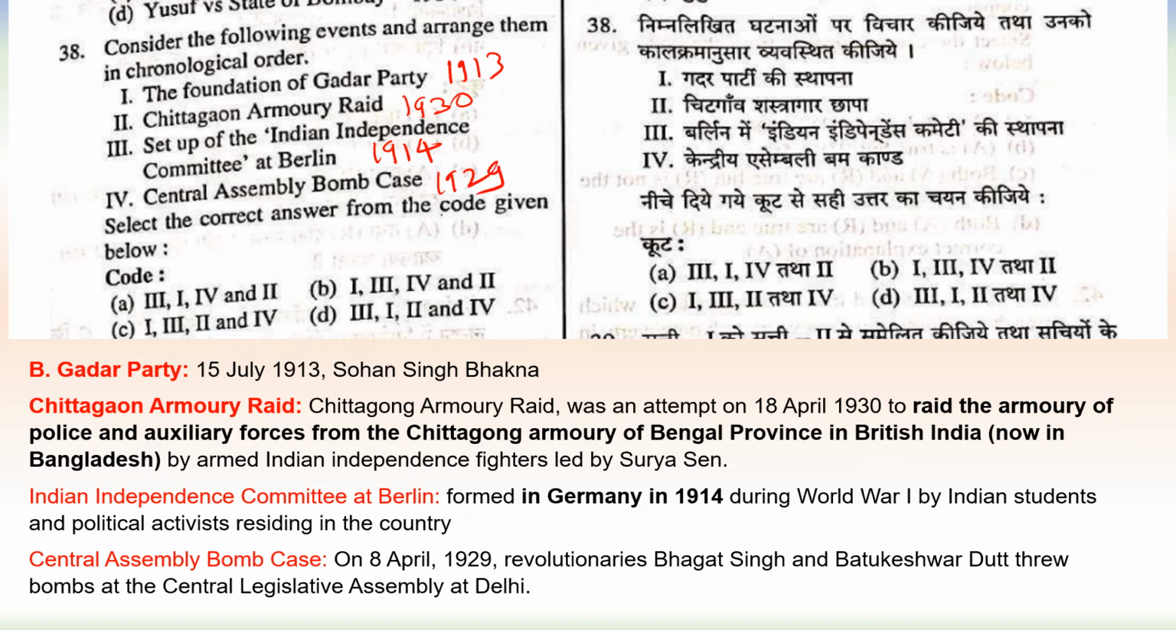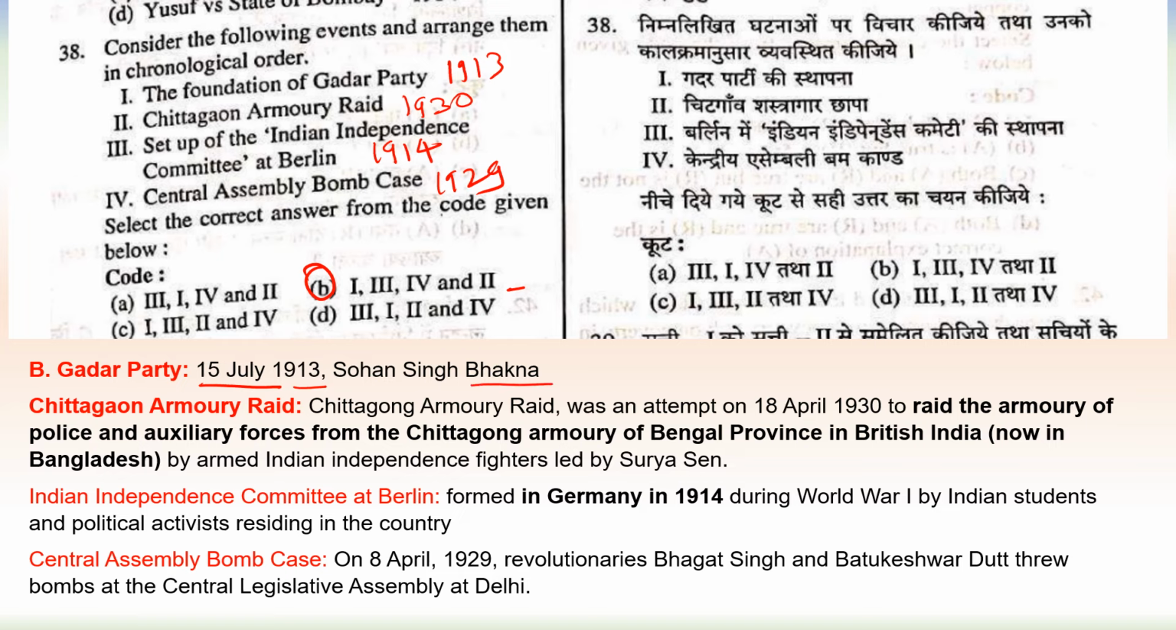So in this way, option B is correct here. First is first, then third, then fourth, then second. The Gadar Party was formed on 15 July 1913 by Sohan Singh Bhakna.